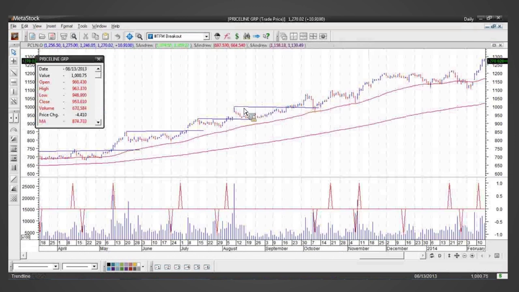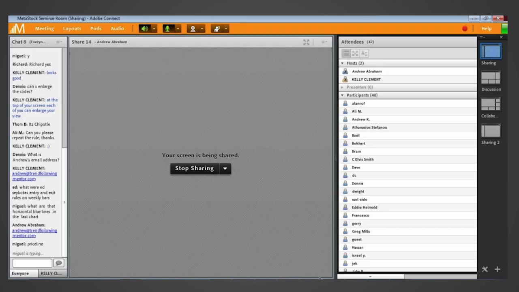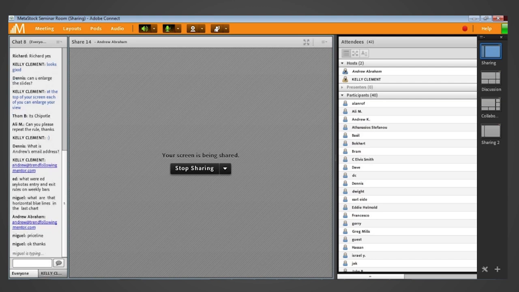All I did was arbitrarily draw these in. I wanted to see that these are new highs, new highs, new highs, new highs. So there's no rocket science again, and it doesn't have to be rocket science to be successful. Okay, thank you, Miguel. Are there any other questions at this point? Doesn't seem so.